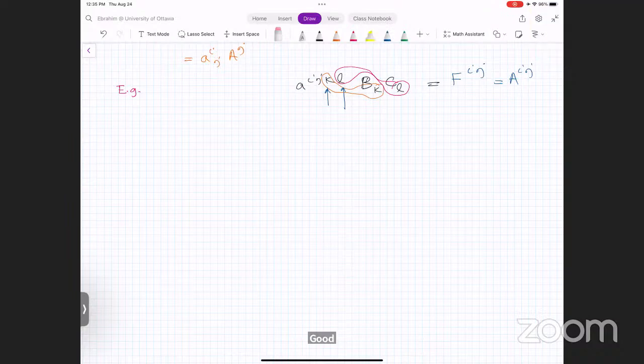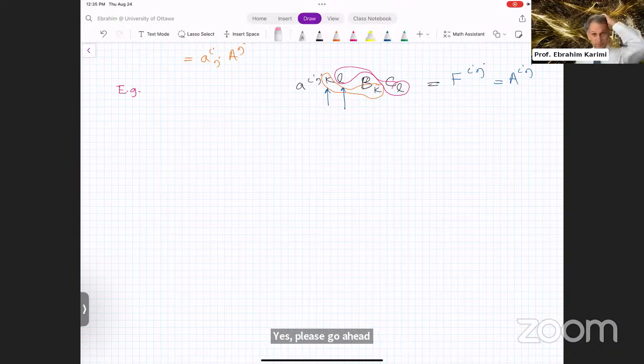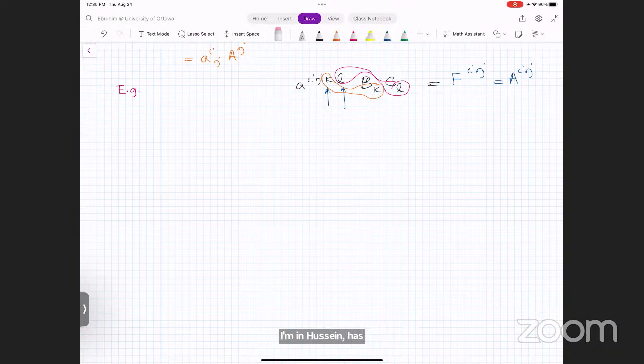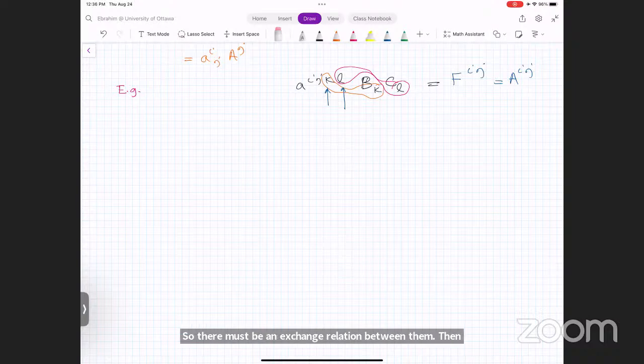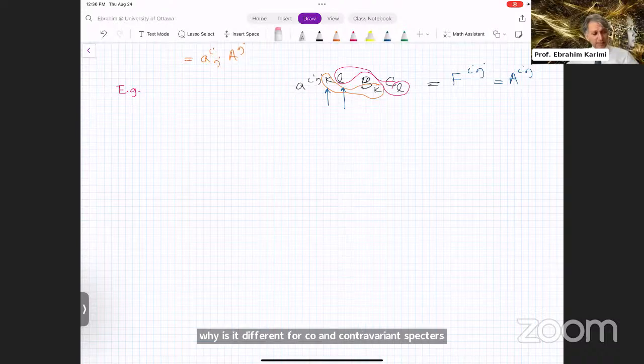Yes, there are a few questions. Please go ahead. Amir Hussein has asked, earlier you mentioned we can say that A_ij are acting like a dot product, so there must be an exchange relation between them. Then why is it different for co- and contravariant vectors? Amir Hussein, the point is that it happens in the Cartesian coordinate. In the Cartesian coordinate, you don't see these changes. But if you go to the cylindrical coordinate, you will see that those are different. I will show at the end of the lecture how they are different.